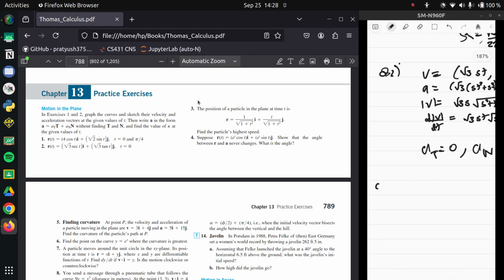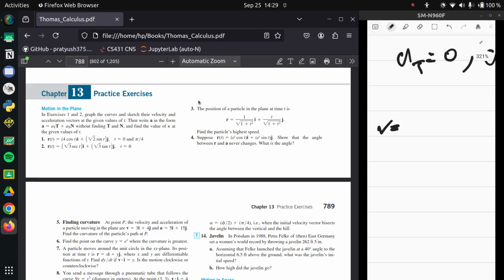Question 3. Question 3 is the position of a particle in a plane at time t is given; find the particle's highest speed. Shouldn't be hard. Velocity is just a derivative of this stuff. Well, no, it's a unit vector. I know what this is. I don't like what this is.